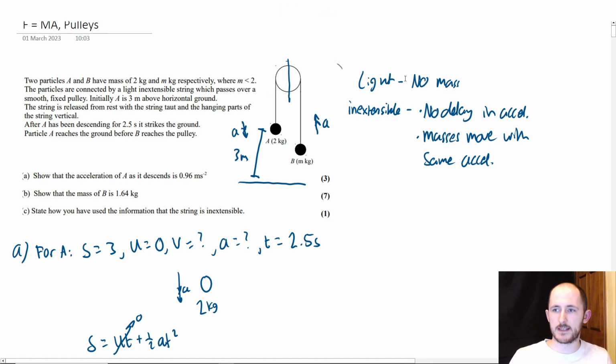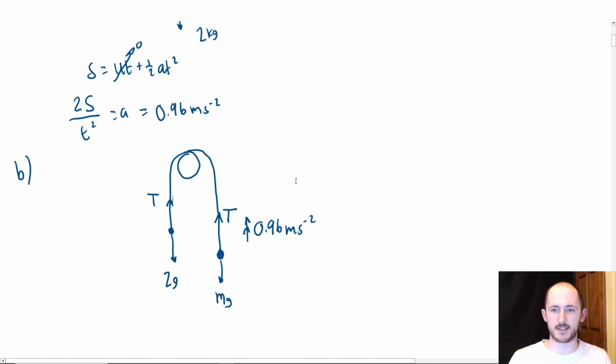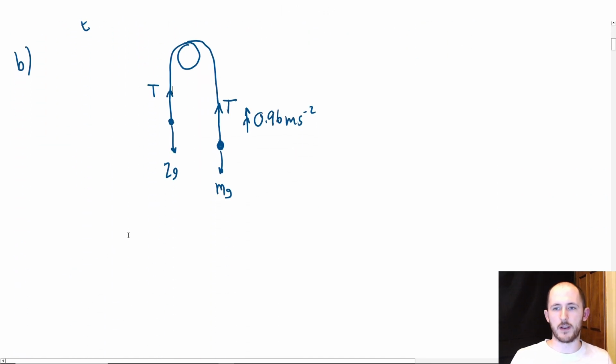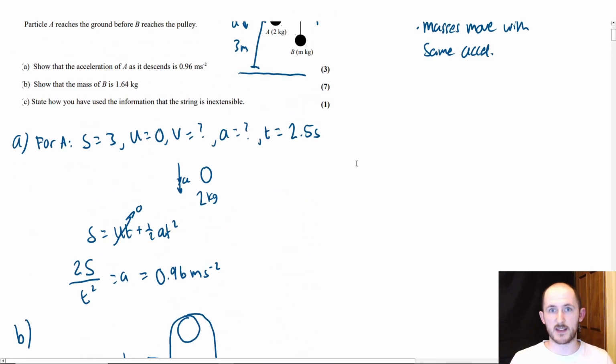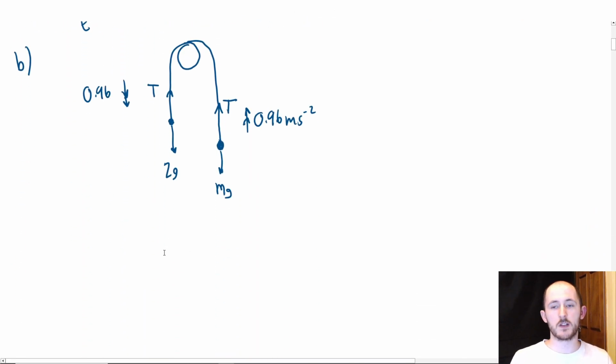Okay, so these assumptions all effectively mean that they have the same acceleration and the same tension, which is nice and easy. And we also have acceleration down here, so let's draw that. And now here's where things get a bit more interesting. Generally speaking, you're going to do simultaneous equations for the second part, which should make sense. It's 7 marks. It's not going to be the easiest thing in the world. So what you're going to do is resolve it for A and B.